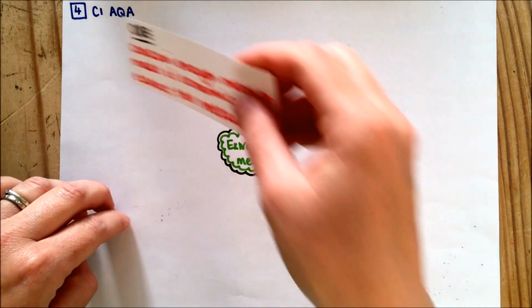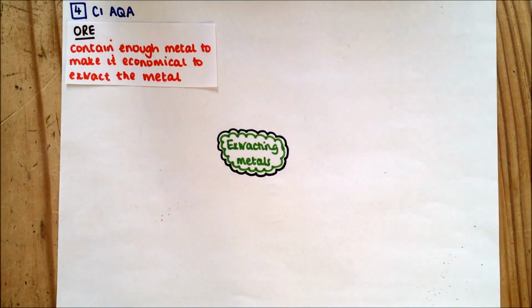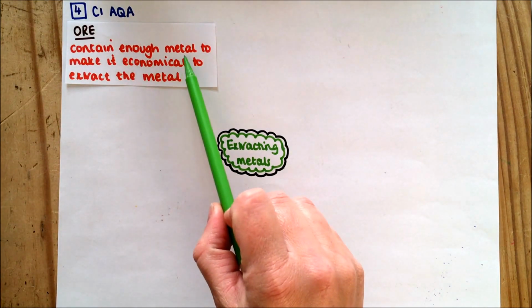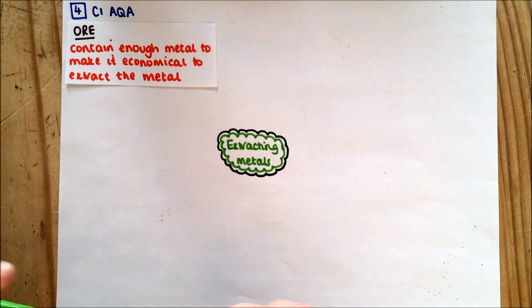Okay, so we're going to extract metals from ores, and ores are defined as rocks that contain enough metal to make it economical to extract the metal. If there's not enough in there, then if we spend all this money trying to extract it, we're never going to get our money back. So it's not classed as an ore if there's not enough metal present. There has to be enough metal to make it economical to extract the metal in the first place. That means you get your money back from the metal when you get it out of the rock.